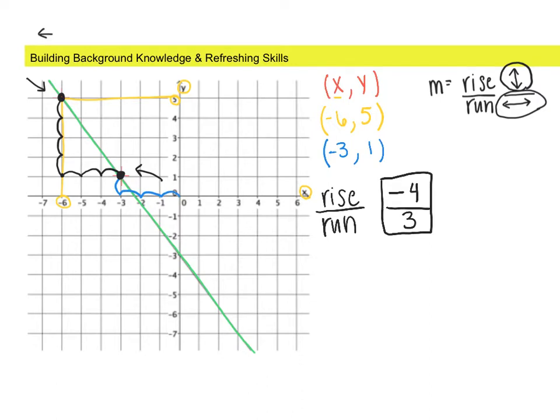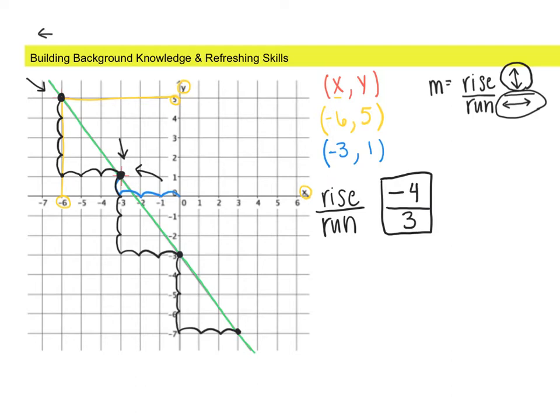So if I start at this point right here, and I'm trying to find my next point, I'm going to go down 4, 1, 2, 3, 4, over 3. 1, 2, 3. You'll see I hit it right on that line. And it is going to work every time because this line is a constant rate. It has a constant slope. Okay, so this is the first way we learned how to find slope yesterday.